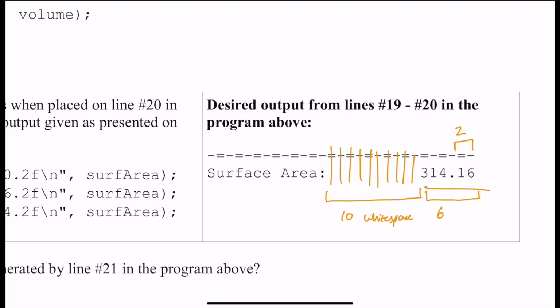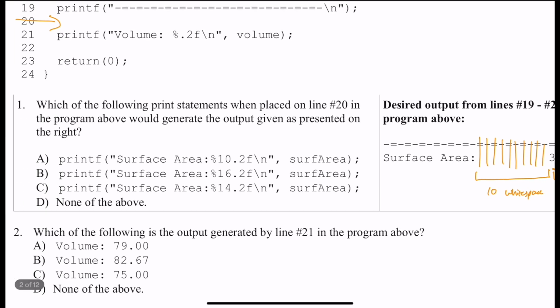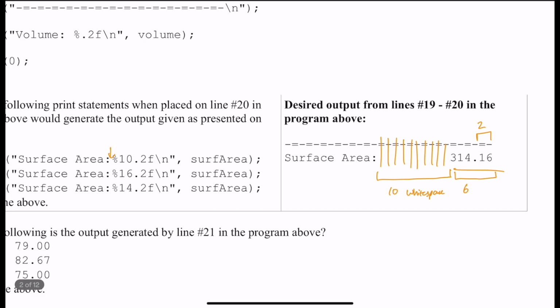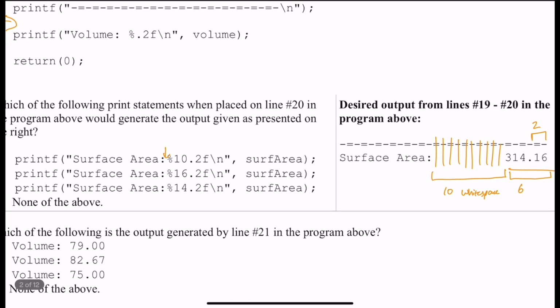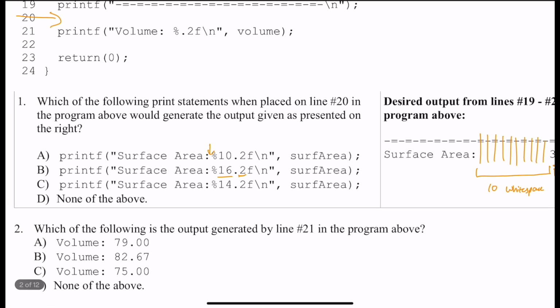So what can we find from this? Well, looking at our options, we see that there's no hard-coded spaces between the colon and the percent sign, which is something you always want to be careful of. So all 10 of these white spaces, as well as the 6 characters making up the number, need to be part of our width modifier. So therefore, we want to reserve 16 spaces. We want to display 2 digits past the decimal point. So our answer is B.